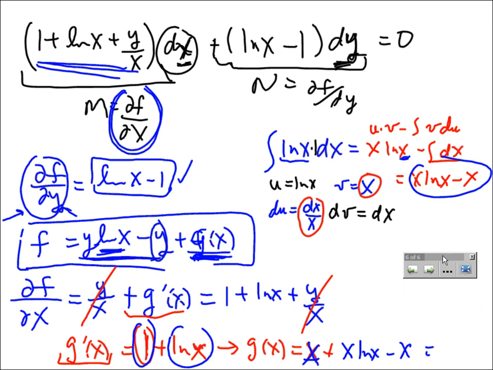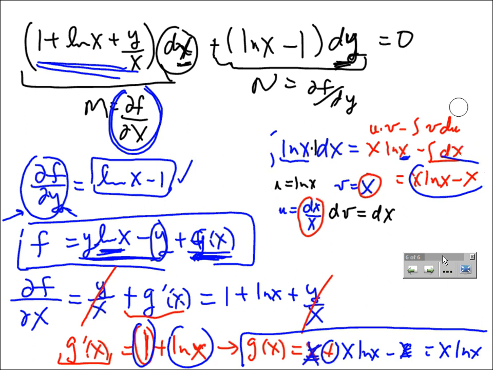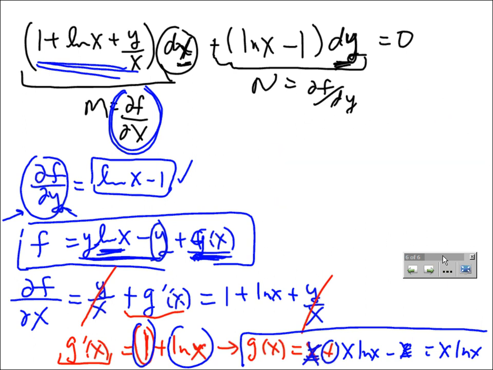Coincidentally, plus x and minus x canceled out. So you just get plus x ln x. That is what g of x is. So this here was side work to solve for g prime, or g of x.